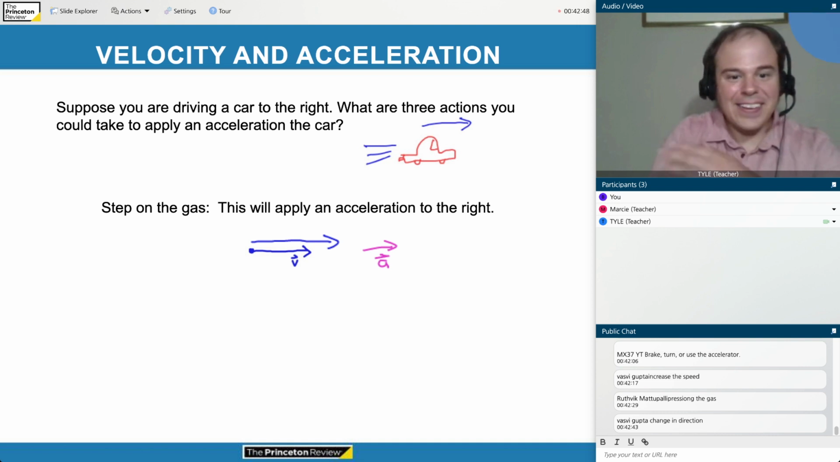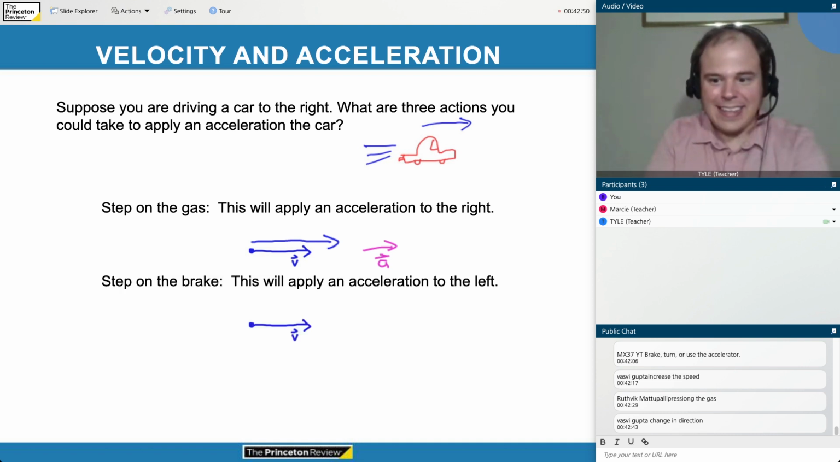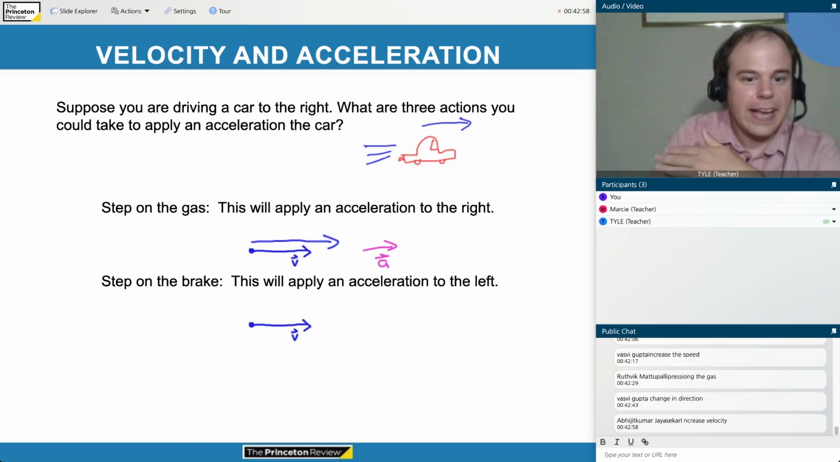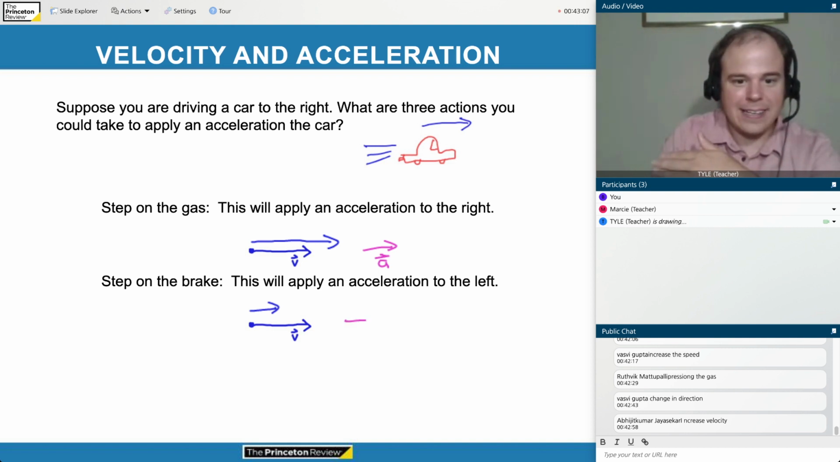Okay, and another good example, something people I saw were saying in the chat was, yeah, we could use the brake, right? We could step on the brake if we want to apply an acceleration to the car, right? Applying the brake will decrease the velocity, right? And this corresponds to an acceleration to the left. Okay, so this will decrease the car's velocity.